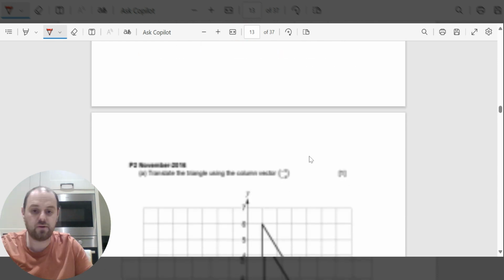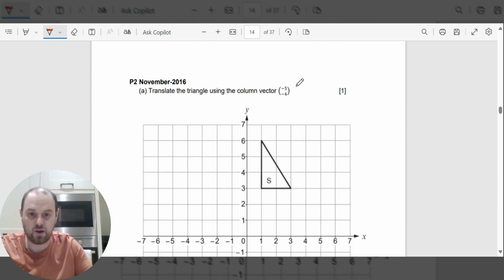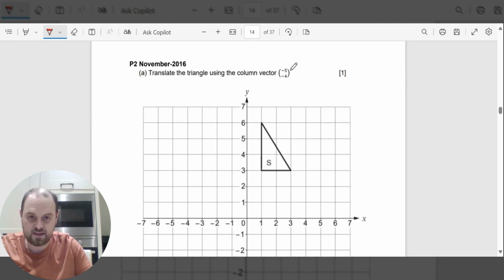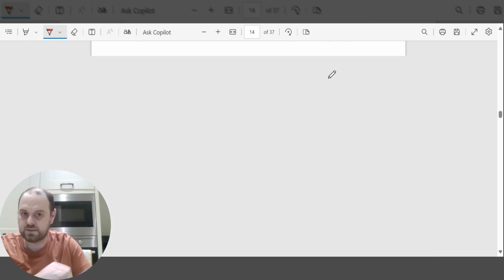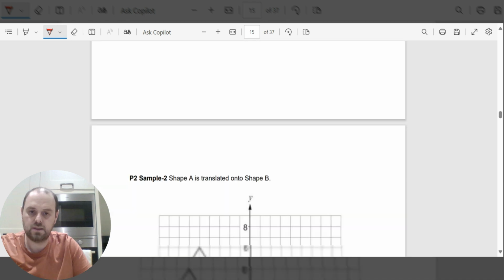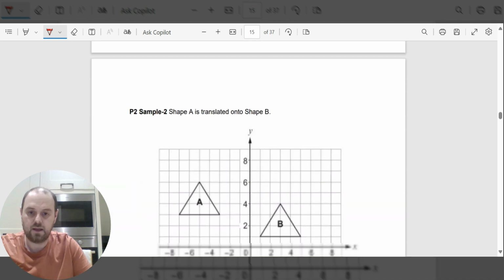Okay. And then you can have a go at the second one. Yeah, just have a look at this now. Think what these numbers mean. What does that minus 5 on top mean? Well, it's 5 to the left. What does minus 4 on the bottom mean? 4 down. Okay. Next page, if it comes. Okay.